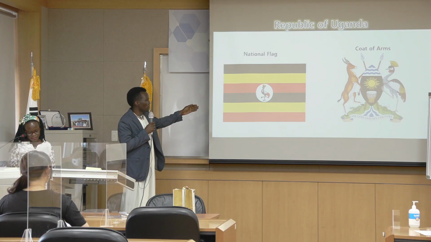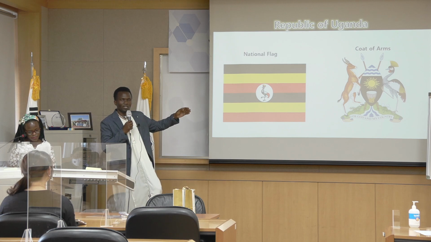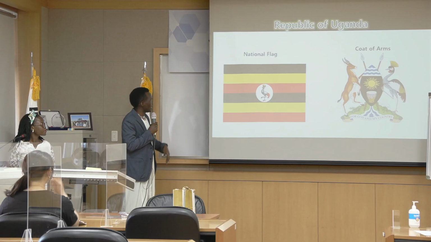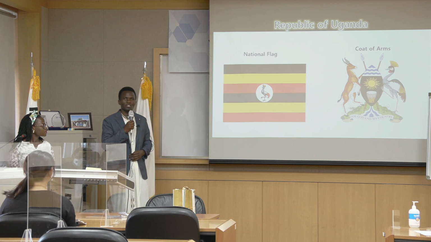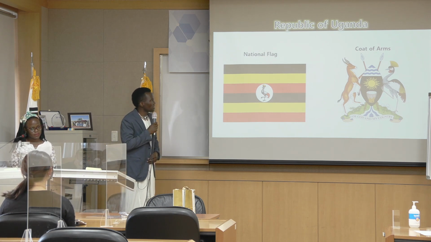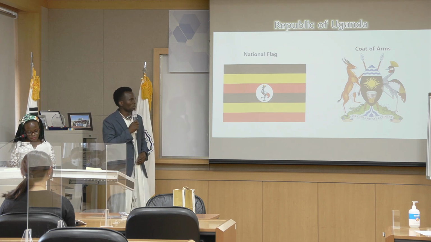You see, that bird always stands with one leg, which is a symbol of going forward. Uganda is moving forward, is developing. And the white color represents peace. Uganda is a very peaceful country in Africa, and the people are very hospitable.